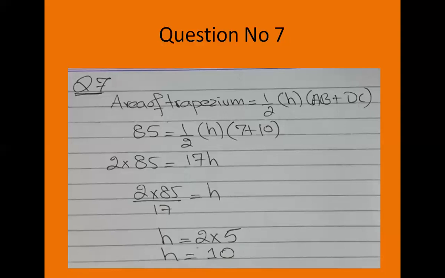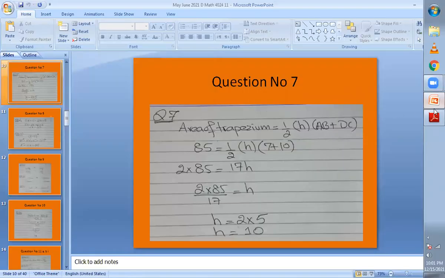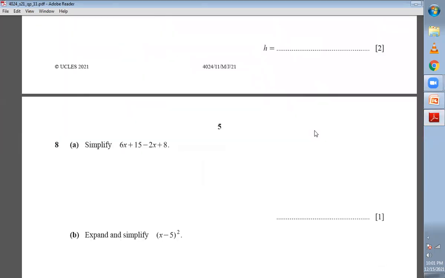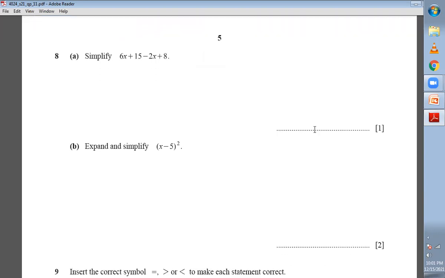Hopefully you understand how this question is done. Okay, so let's move to the next question. The next question coming up on your screen is question number 8. Question number 8, A part, it says simplify 6x plus 15 minus 2x plus 8.